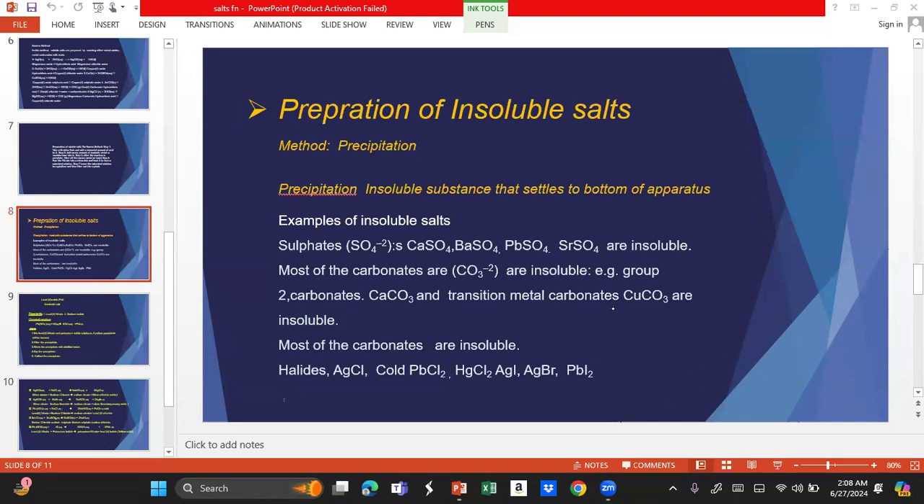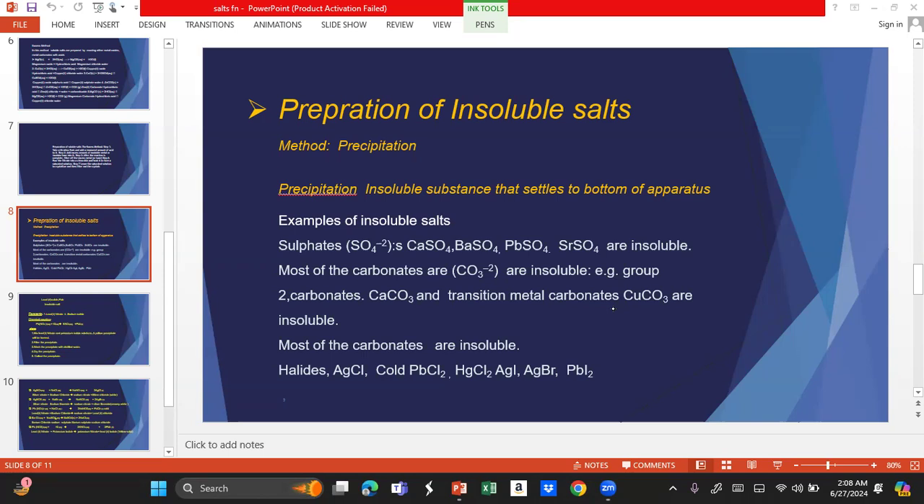Let's talk about insoluble salts today. Insoluble salts are those chemical substances that are not soluble in water, and whenever they are added to water, they settle down to the bottom of the water, or apparatus. So these types of salts are prepared by a method known as the precipitation method.